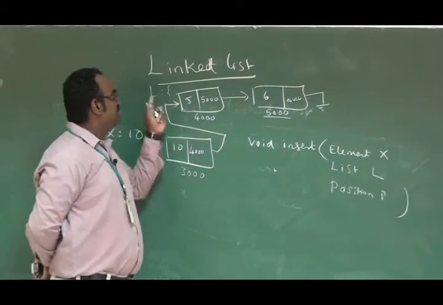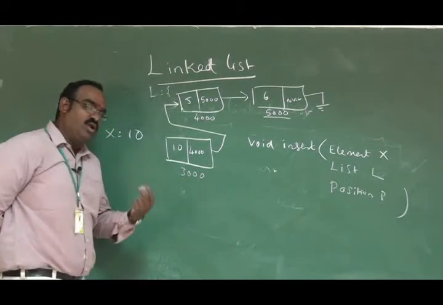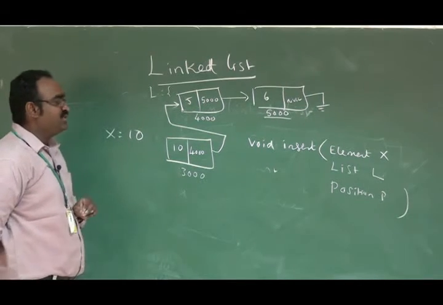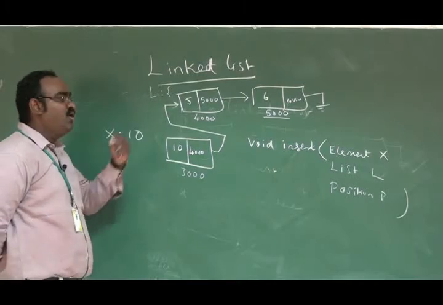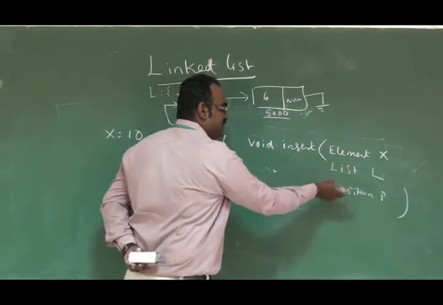What is a list? L is a list. Many lists are available in a particular data structure, so we have to name it as the list. The name of the list is L. And which position do you want to insert at, whether it's the first position, the last position, or any particular position. So the three parameters are element, list and position.